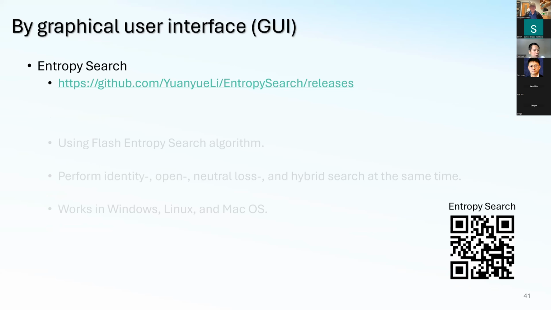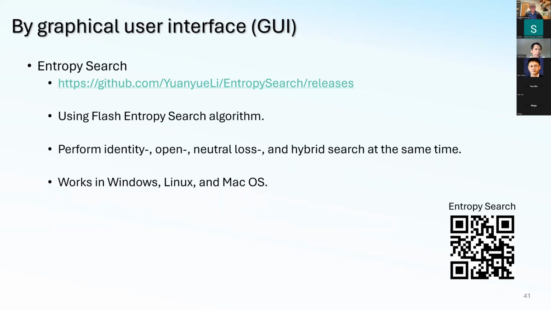If you do not want to program, I also made a GUI called Entropy Search. You can download it from here. There's a barcode here. This software can perform identity search, open search, neutral loss, and hybrid search. You can use this GUI to search your spectrum file against another spectrum file or spectrum library. It works on Windows, Linux, and Mac.